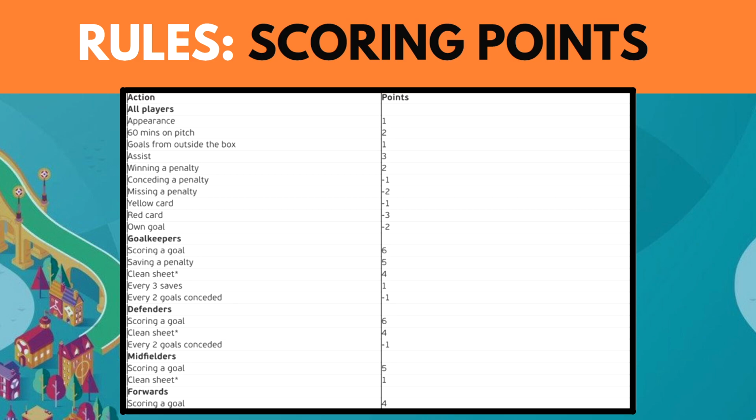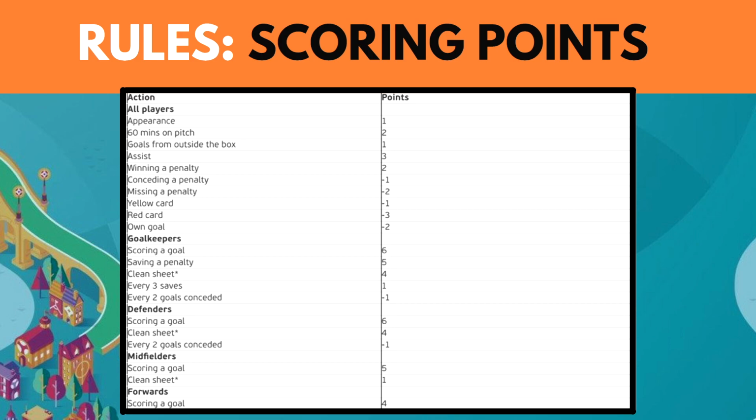Now coming to goalkeepers, defenders, midfielders, and then we'll talk about forwards. If a goalkeeper scores a goal, again which is very highly unlikely, that goalkeeper gets 6 points. If he saves a penalty, that is 5 points. A clean sheet gives him 4 points, considering that he's played at least 60 minutes in the game. For every 3 saves a goalkeeper makes, guys, he gets 1 additional point. For every 2 goals conceded, he loses 1 point.